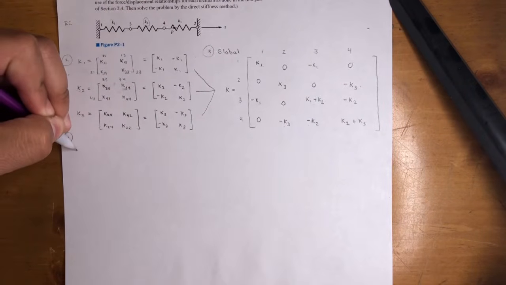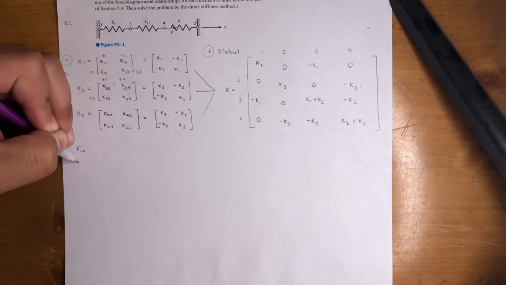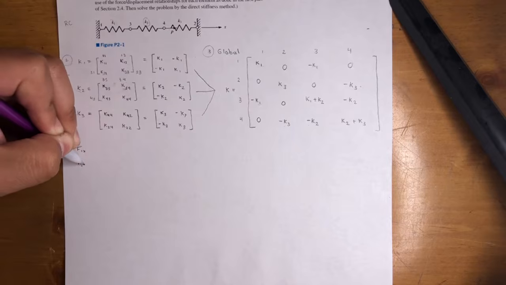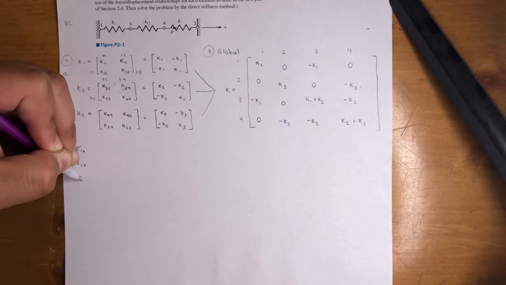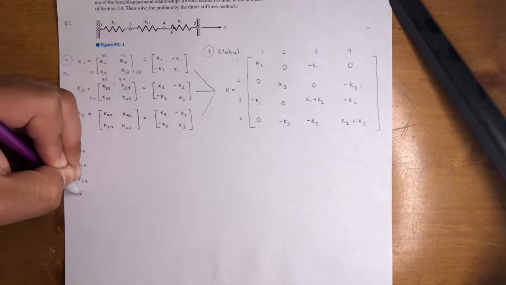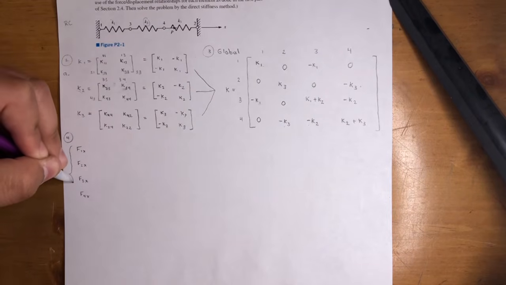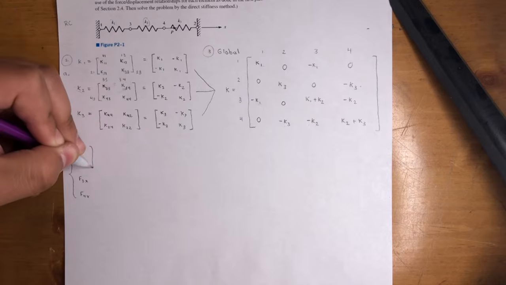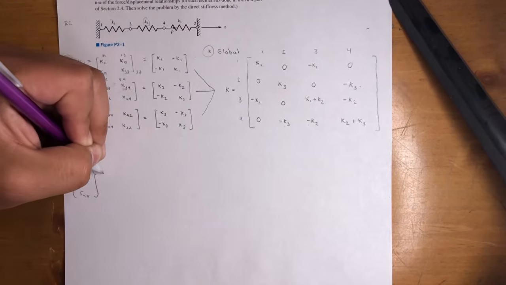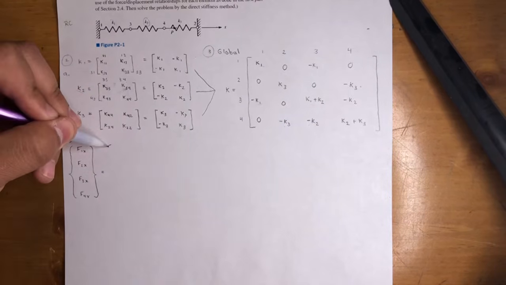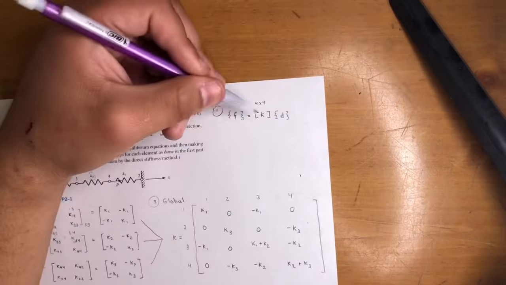Okay, so I'm gonna go ahead and label the forces, right? It's the force vector: force at node 1, force at node 2, force at node 3, force at node 4. Now I'm gonna go ahead and erase some of these right here. You'll see what I mean. That's gonna be equal to the stiffness matrix, right? Again, this is the formula we're doing.